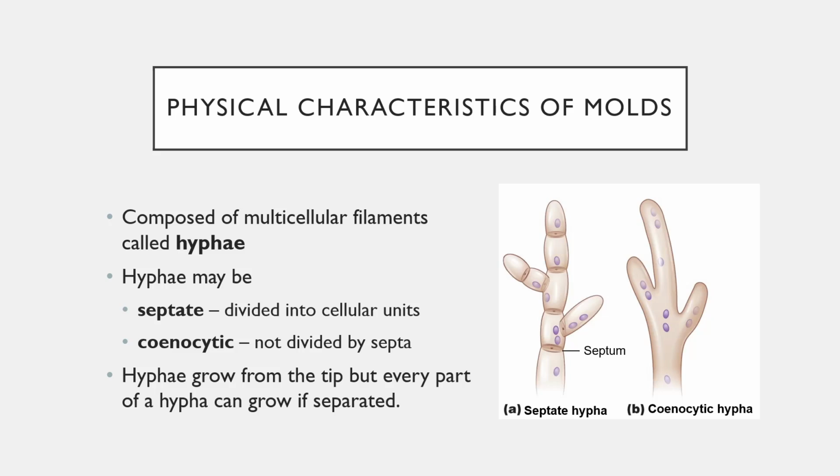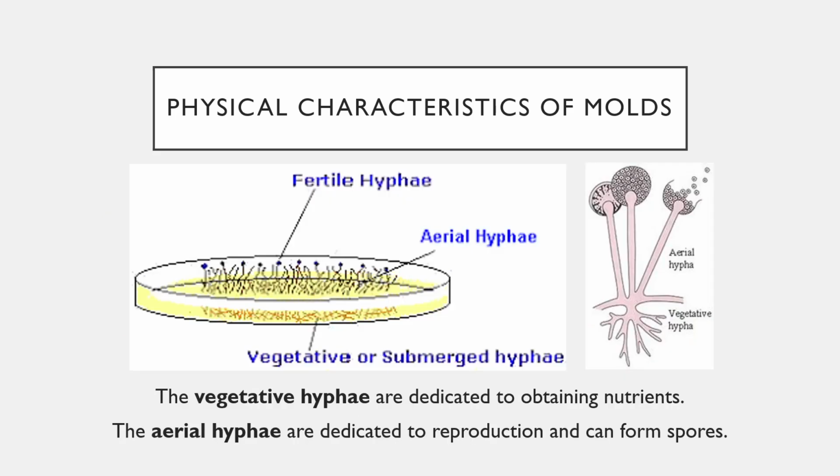When we're looking at the hyphae of a mold, there are typically two different types of hyphae that are dedicated to two different roles for that mold. The vegetative hyphae are dedicated to obtaining nutrients, and we can kind of think about these as being like the root system of the hypha. This is not exactly like the root system of a plant, but this would be the component that, if we're growing them on a plate, is embedded in the agar and is sucking the nutrients out of the plate.